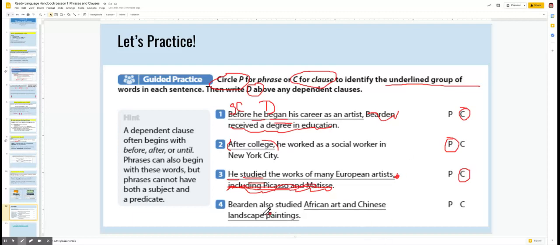And number 4 says Bourdain also studied African art and Chinese landscape paintings. Well, the underlined part, what we already said, didn't have a subject or a verb, which means that it can only be a phrase. Okay. So that is all of our practice today for phrases and clauses. Tomorrow you will look at page 232 and we will keep up and work on this some more.